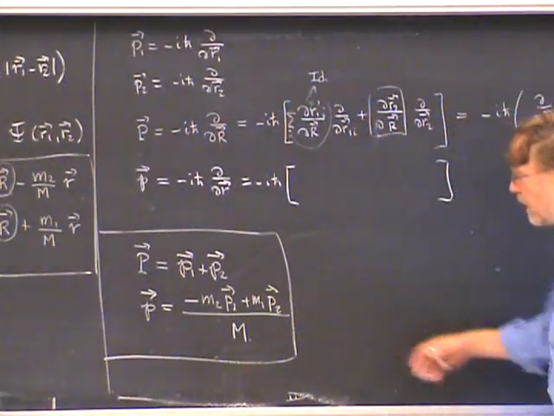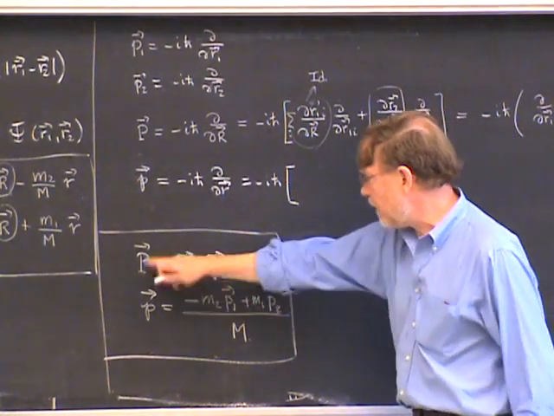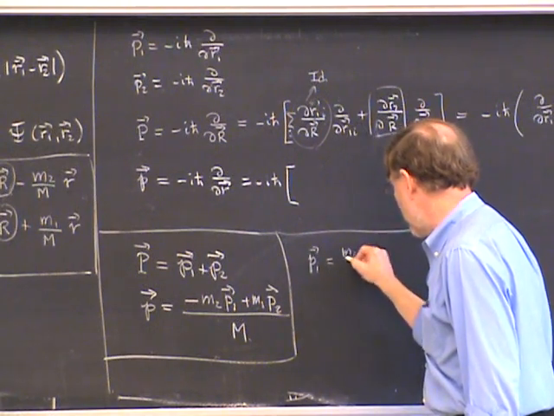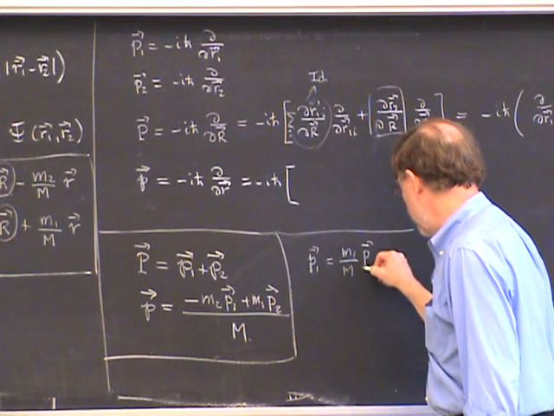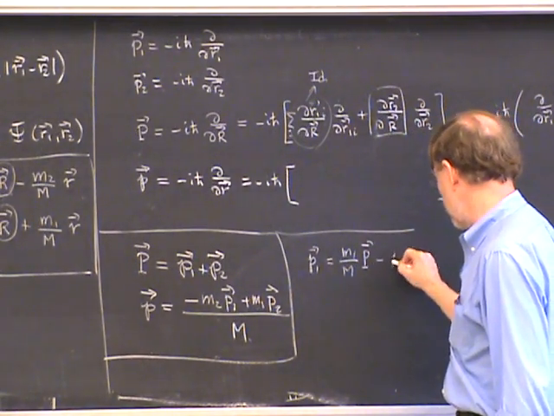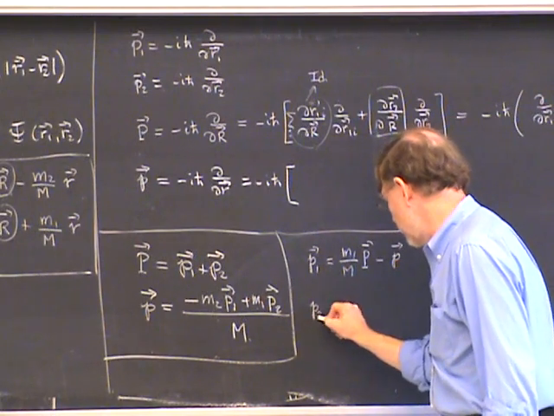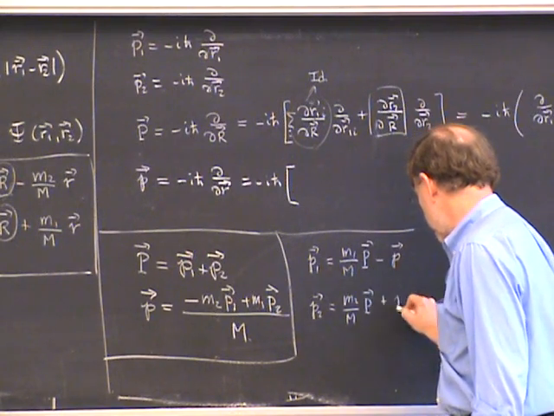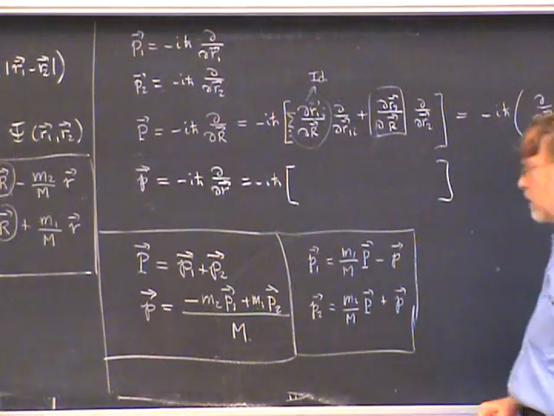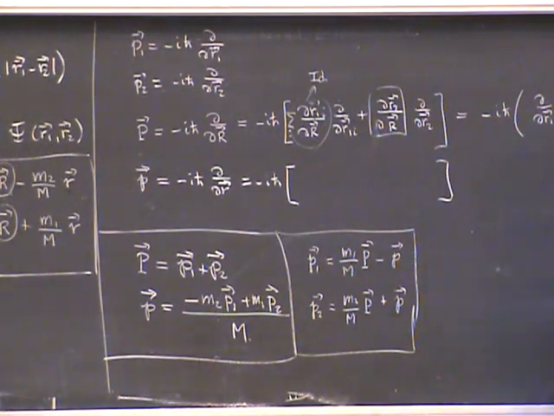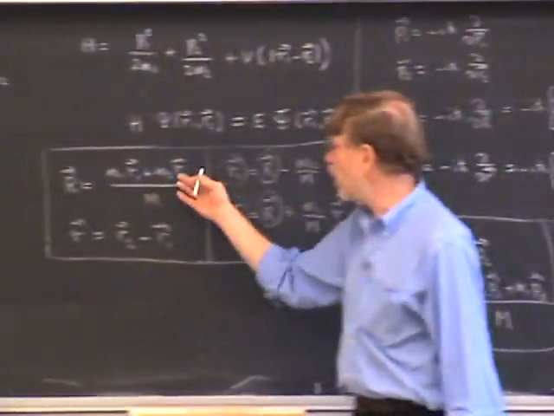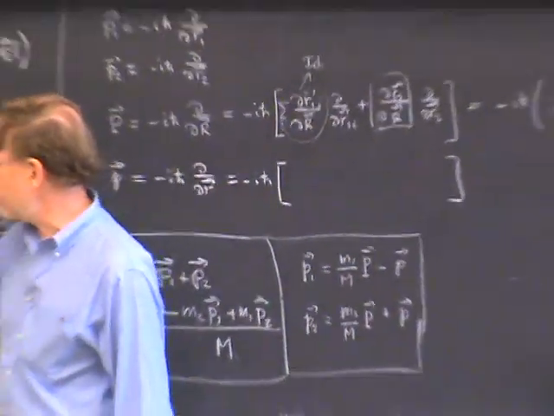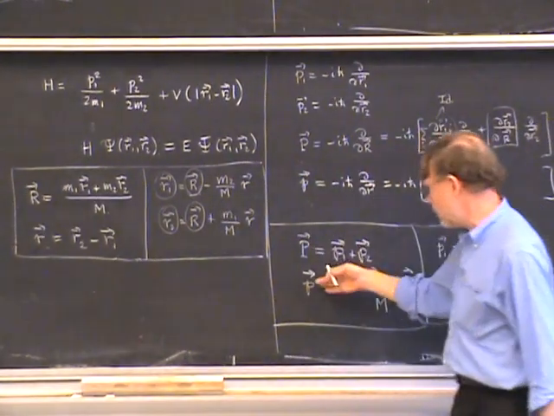Now, once we have this, we can solve these equations for the old momenta as a function of the new. It's just algebra to do it. You'll find that p1 is equal to m1 over capital M times capital P, minus lowercase p. And then you find that p2 is equal to m2 over capital M times capital P plus lowercase p. These are the inverse transformations. And so now what we've got is a complete transformation between old position and momentum variables, r1, r2, p1, and p2, and new position and momentum variables, capital R, the center of mass, and the relative position and momenta.